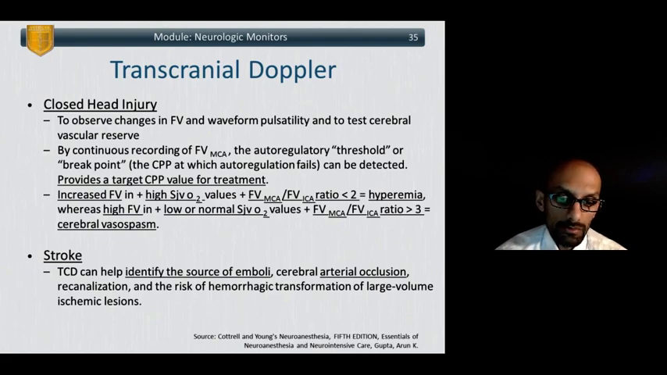Stroke. Transcranial Dopplers can help identify the source of emboli, provided that they're proximal enough. Cerebral or arterial occlusion can be identified, and you can assess for the risk of hemorrhagic transformation of large volumes of ischemic lesions.